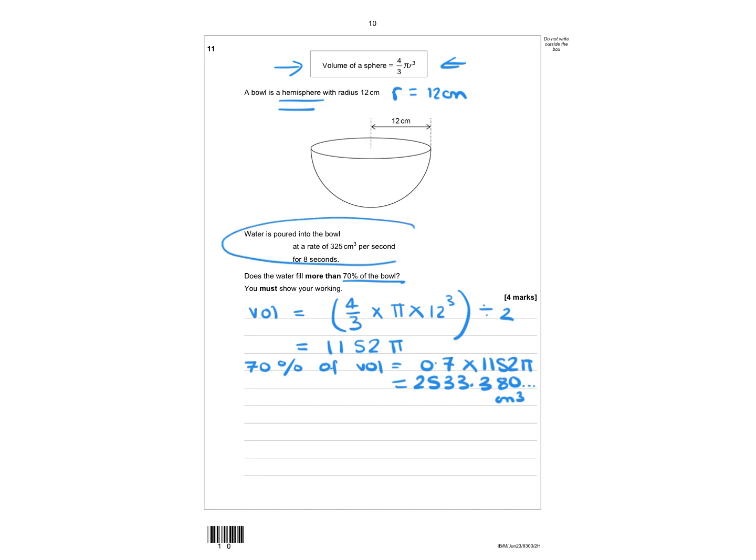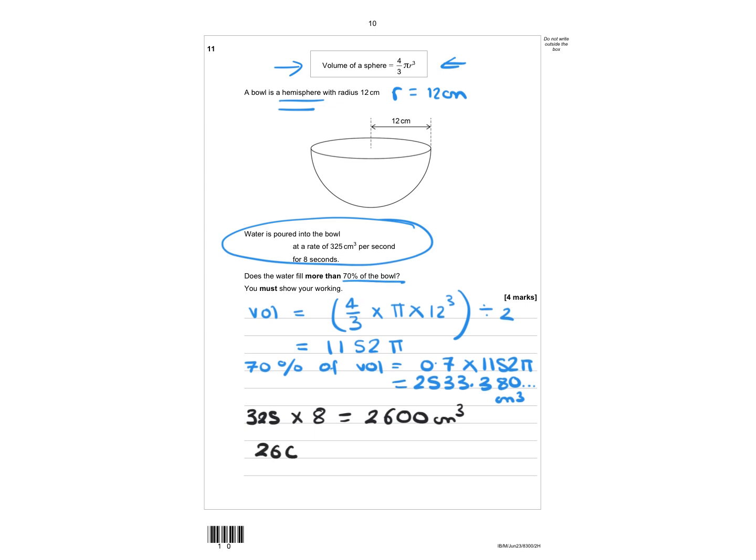Now let's figure out what's happening with the water. It's being poured into the bowl. So we have 325 centimetres cubed of water being poured into the bowl per second, and it's happening for 8 seconds. So if it's 325 centimetres cubed every second, we need to multiply that by 8 for 8 seconds. So that is 2,600 centimetres cubed that's being poured in over the 8-second period.